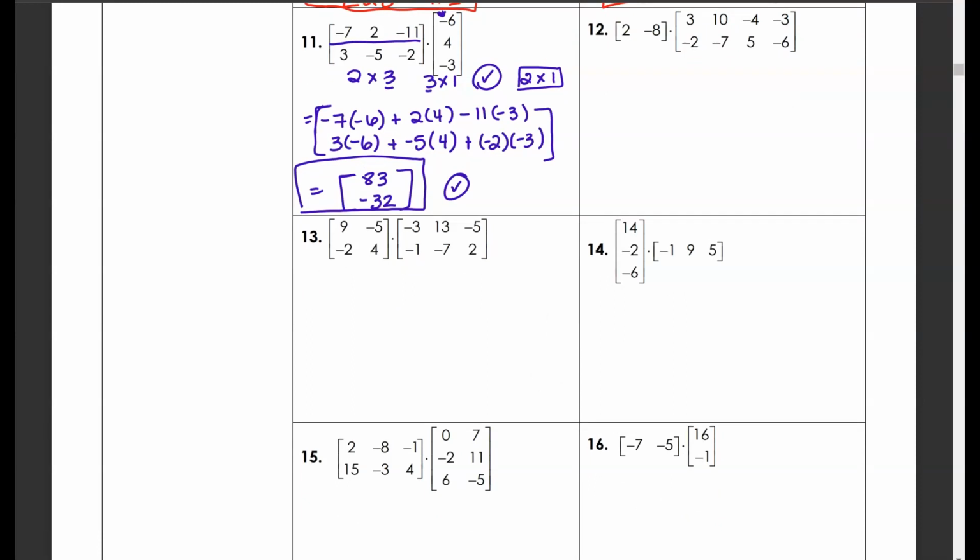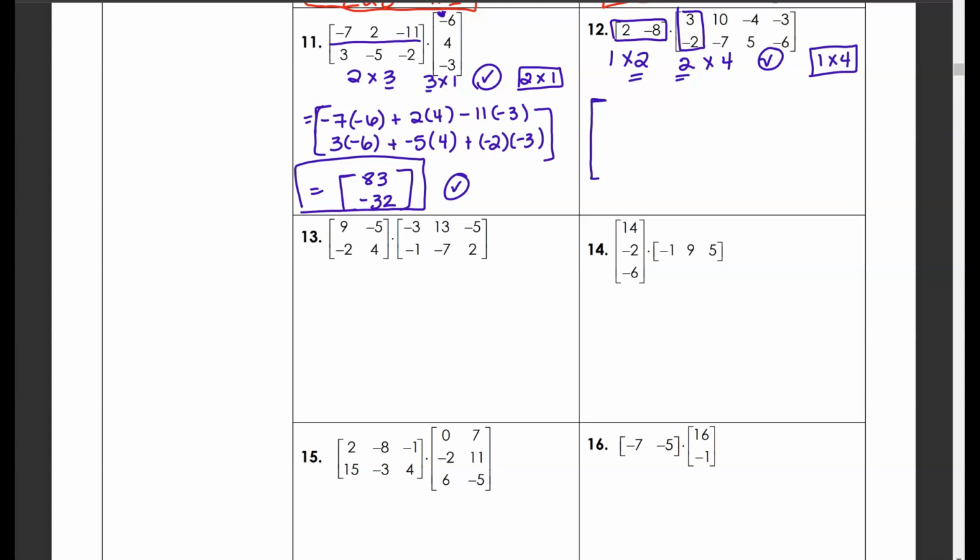All right, let's take a look at number 12 here. So here we have a 2 by 1, a 1 by 2, and we're multiplying that by a 2 by 4. Our 2's match out, so yes, we can do the multiplication. This time our result's going to be a 1 by 4, so one row with 4 columns. Well, let's take a look at that first. So we're going to take the row multiplied by this column first.